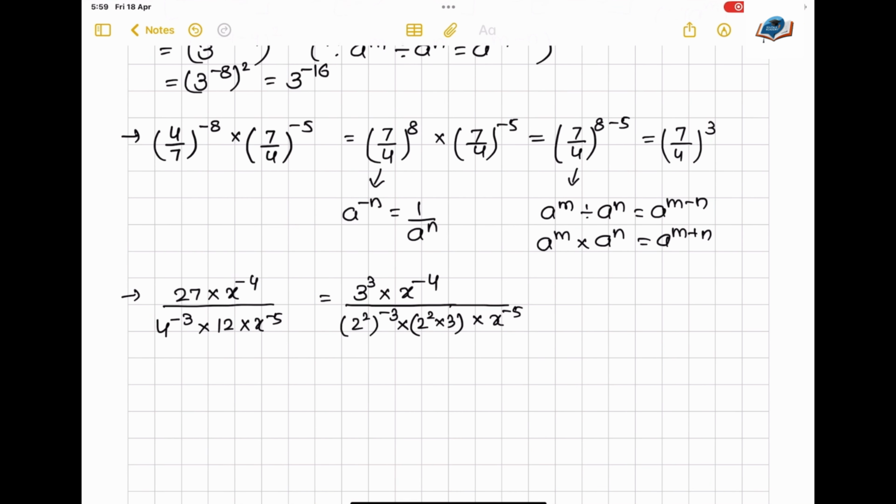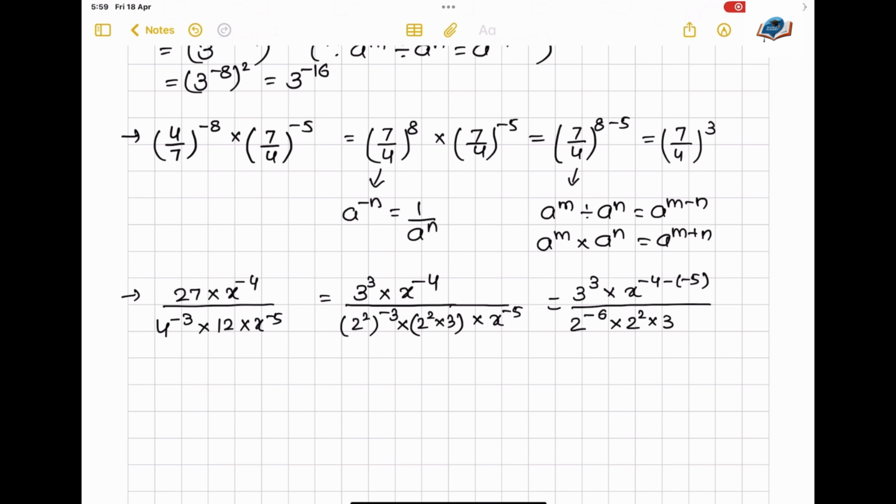Now this one I can solve like this. 3 cube into x raised to minus 5, I am bringing up. So x raised to minus 4, minus, it is divide, so minus of minus 5 upon 2 raised to whole power. So powers power: 2 into minus 3 will be minus 6, into 2 square into 3, okay, this much. Now I will be solving the remaining things here only.